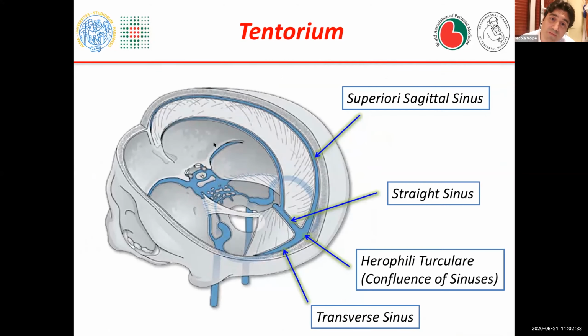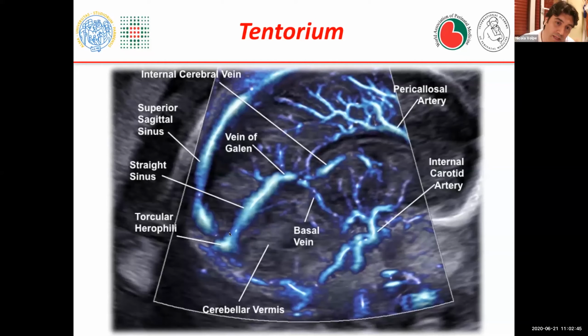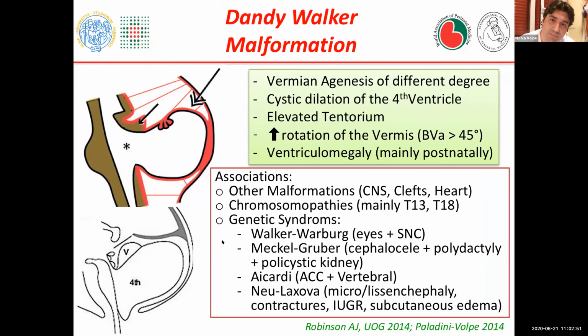How can we see that? Well, like normal color Doppler, we can see the straight sinus, or with high resolution flow filters, we can also visualize more details such as the torcular Herophili. Main features of these malformations: the Dandy Walker has small vermis, significant rotation, usually the brainstem-to-vermis angle is above 45 degrees. The tentorium is elevated, and there is a cystic dilation of the fourth ventricle, severe dilation.